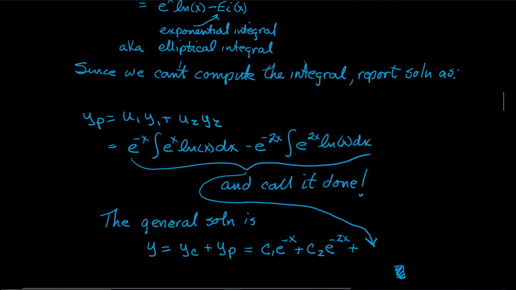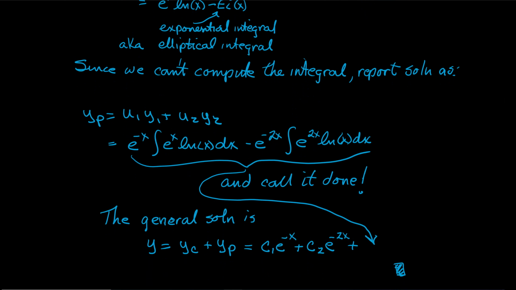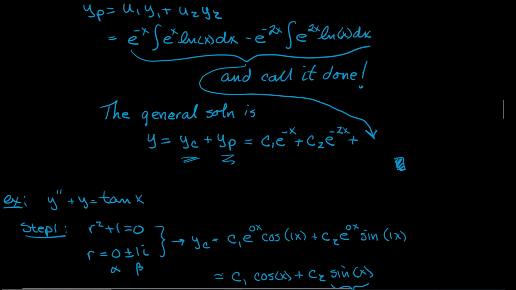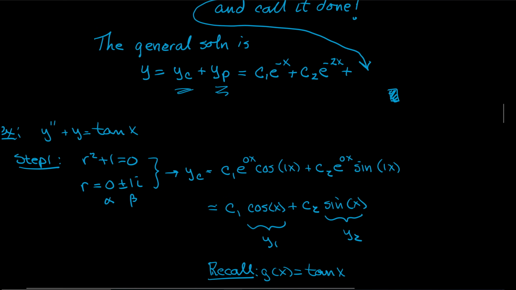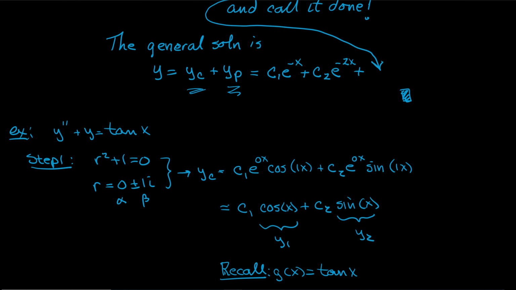The general solution winds up being our complementary solution plus the particular solution, which is just going to be c1 e to the negative x plus c2 e to the negative 2x, along with all this stuff that we've got right here. So the solution winds up getting a little bit longer and involving integrals that you've not had the chance to learn how to tackle yet. So small changes in the equation can lead to very different results as far as the solution. Let's take a look at a third example.